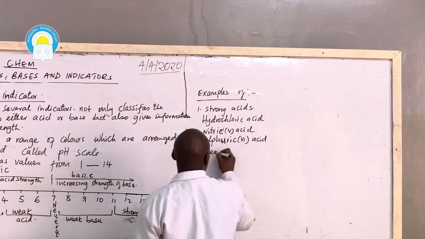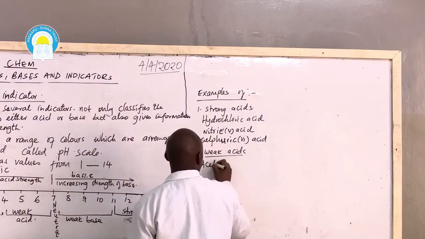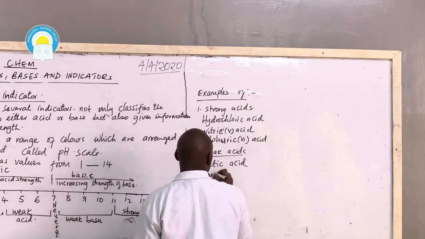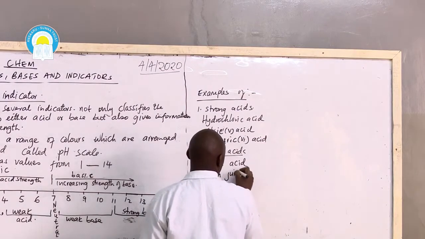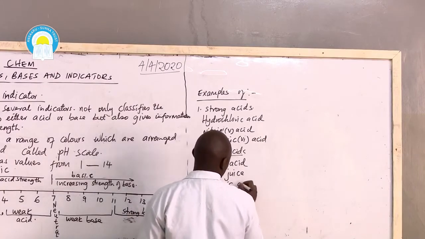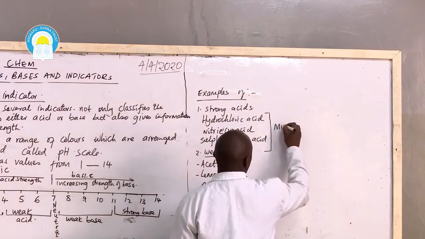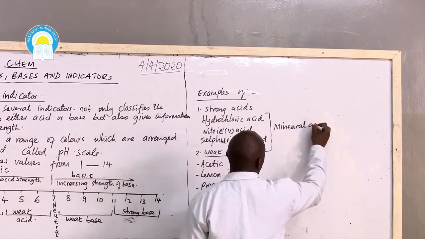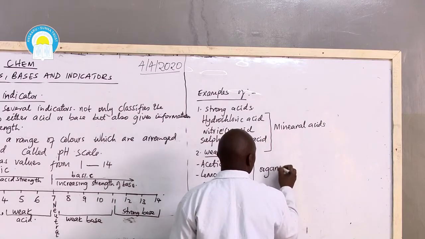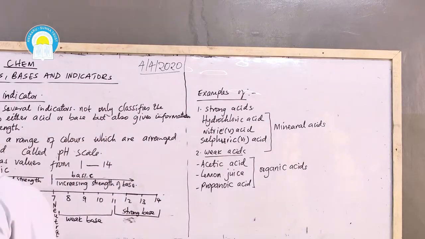Number 2, weak acids. We have seen the one for pH 5 was acetic acid. So we can have acetic acid. We can have lemon juice, which is citric acid. We can have propanoic acid there. These strong acids have a common name, which we call mineral acids. So mineral acids are strong acids. These ones have a common name, which we call organic acids. The organic acids are solutions of weak acids.